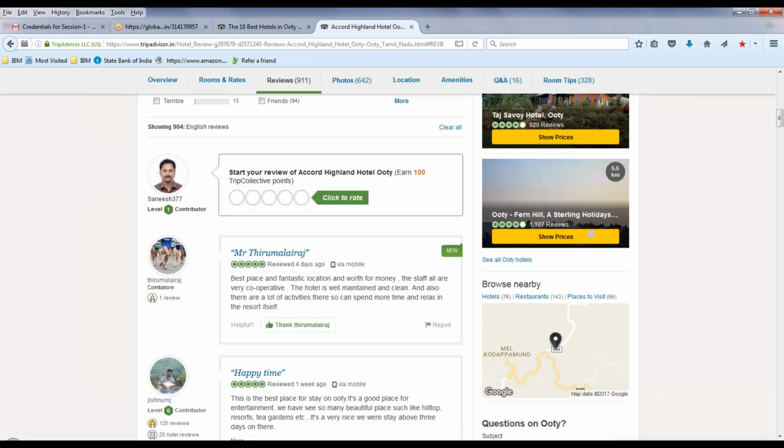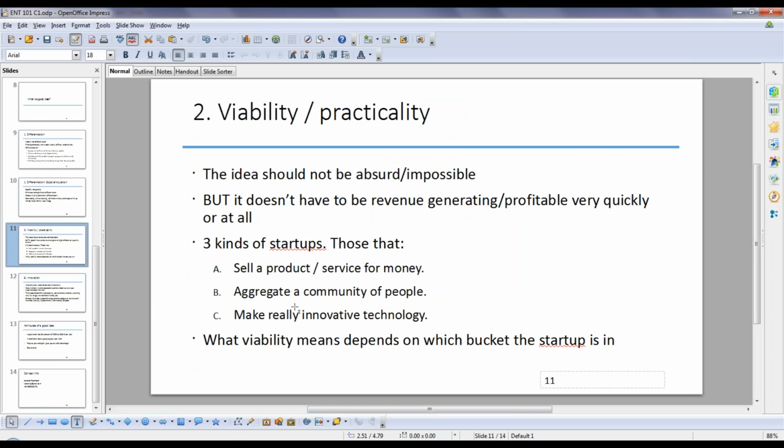So basically what this website is doing is that they are aggregating a community of people, and from there they're making money. As long as that community is there, they can make money. So that is the kind of startup they have built.